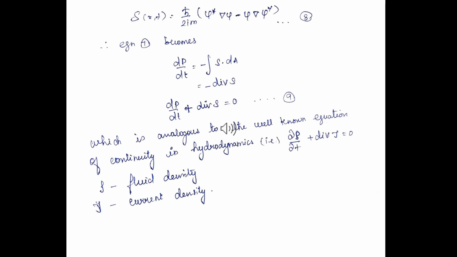which is analogous to the well-known equation of continuity in hydrodynamics, that is dou rho by dou t plus div J is equal to 0. Here rho is the fluid density and J is the current density. So this equation number 9 may be said to be the equation of continuity. And this is the equation to find the probability current density of a particle inside a system.